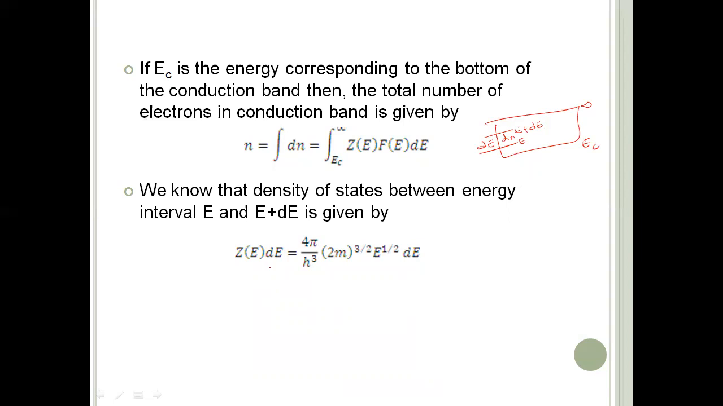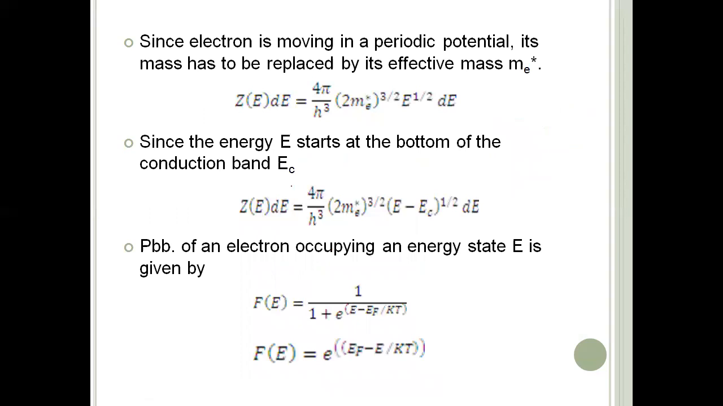z(E) dE is nothing but the density of states, whose expression can be given as 4 pi by h cube into (2m) power 3 by 2, E power 1 by 2, dE. This is the expression for density of states. Now, since we are talking about a particle in a periodic potential, the mass of the electron can be replaced by me star, which is called the effective mass. And the energy of the conduction band is starting from EC, so we are just replacing E with (E minus EC) power 1 by 2. These are the small changes we made in the density of states, where mass is replaced with effective mass and total energy is replaced with energy starting from the conduction band.